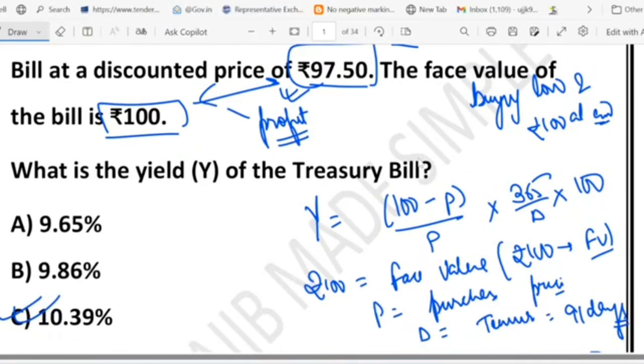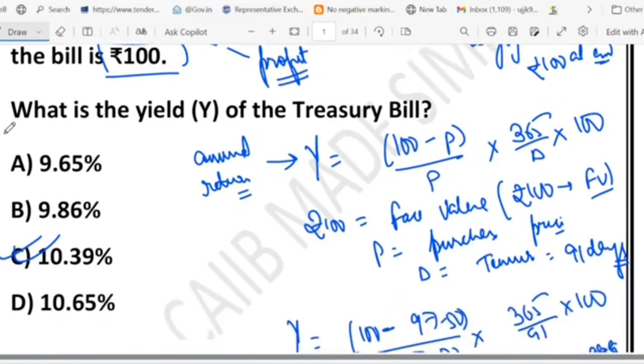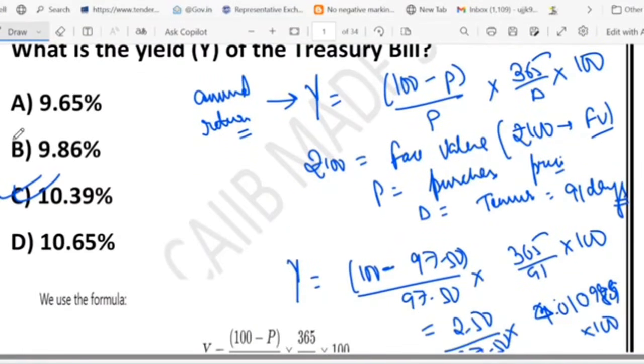And if you want to find the annual return, what is the meaning of yield? Yield just means annual return. So you can use the formula Y is equal to 100 minus P upon P into 365 upon D into 100. After putting in the values, the answer is 10.39%. So the next time you get a treasury bill MCQ, don't panic. Just plug the values into the formula and solve step by step.